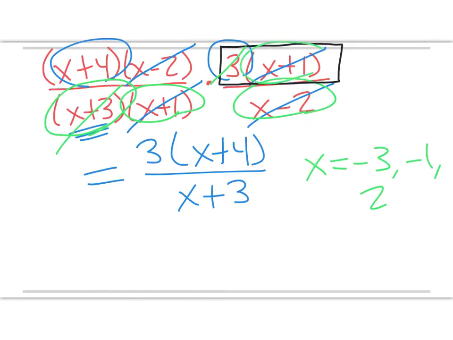And the x plus 1, the only way to make that 0 is for x to be negative 1, but we already had that. So we're done. x cannot equal negative 3, negative 1, or positive 2.